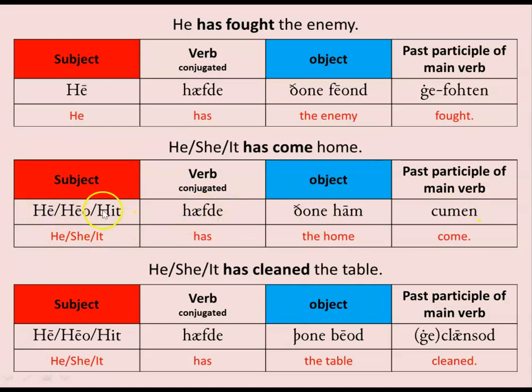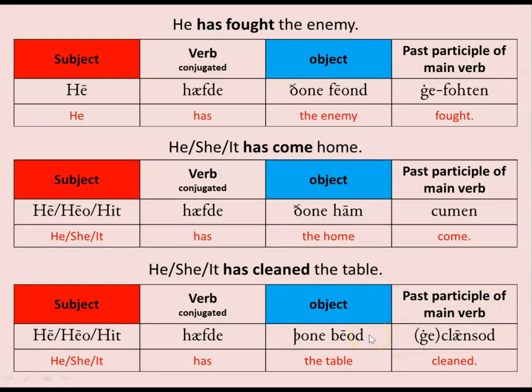Now, third person present tense singular, he, or hit, he, she, it. Third person present tense singular is hæfð, has. Okay, he, she, it has cleaned the table. Three sentences in one. Hē, or hit hæfð thone bēod geclǣnsod, or just clǣnsod. Okay, generally geclǣnsod. Okay, cleaned. Past participle, the main verb. Bēod, table, is bēod.